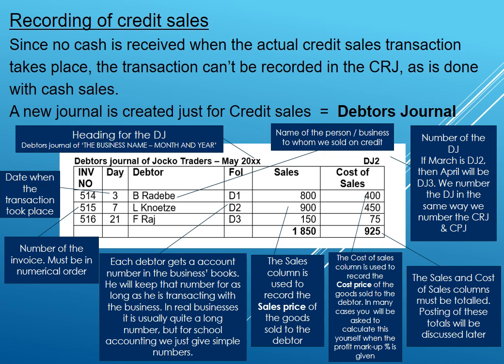As with any other journal, the columns need to be totaled at the end of the month when we're done recording all the transactions for the month, and then these totals we're going to use to post to the general ledger at a later stage, which we will obviously also discuss later on. So guys, this is then an example of what a debtors journal looks like. So by the end of this presentation, you now know how to record transactions in our cash receipts journal, our cash payments journal, and now also our debtors journal.